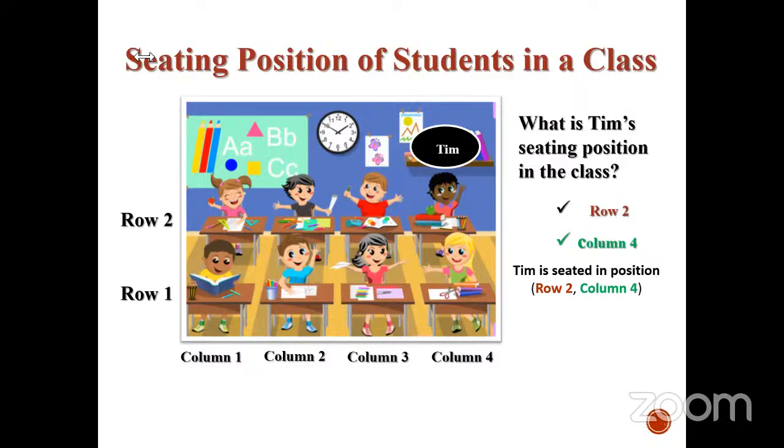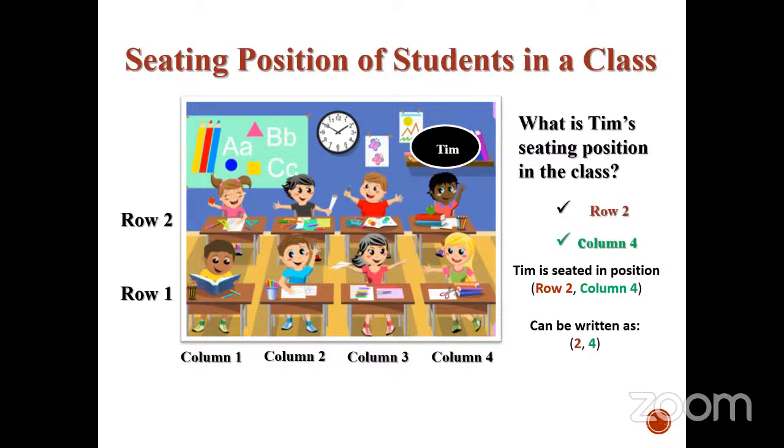All right, great. So now we could look at another way of representing this information. We're going to say it this way. Tim is seated in position (2, 4). Notice I didn't write the row anymore or the column. So what does that mean? The first number in this pair refers to which position? Is it the row or the column? Let me hear from you in the chat.